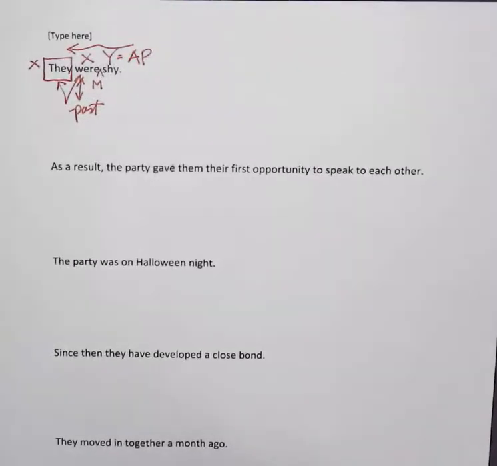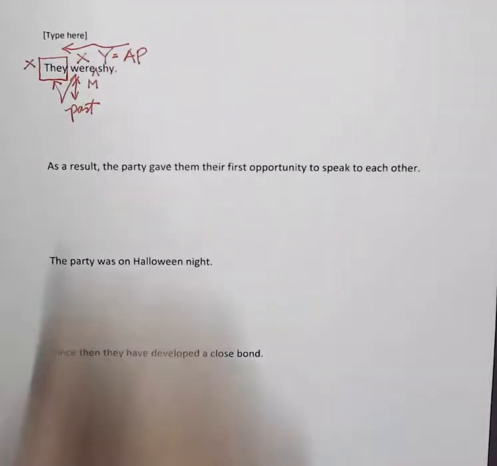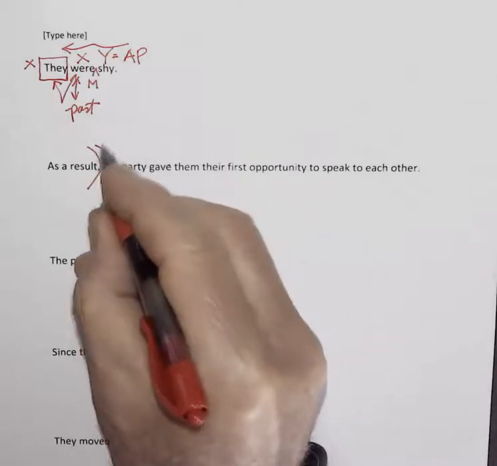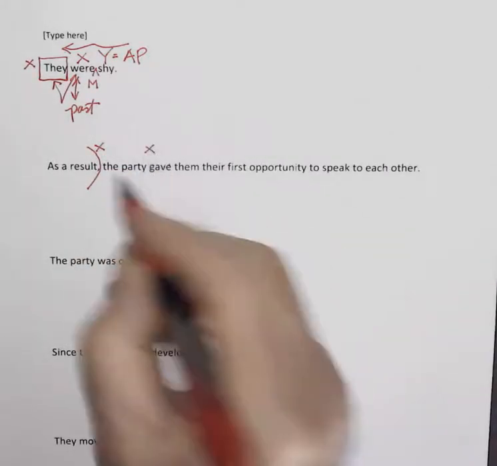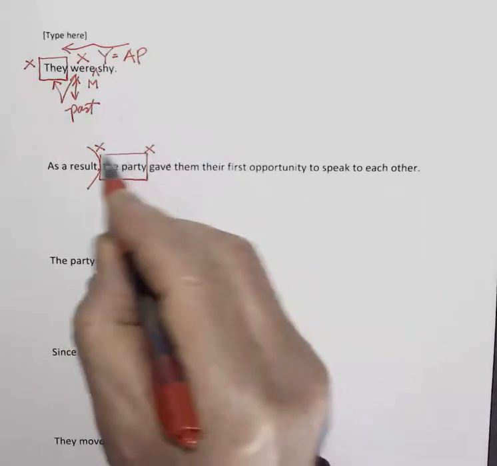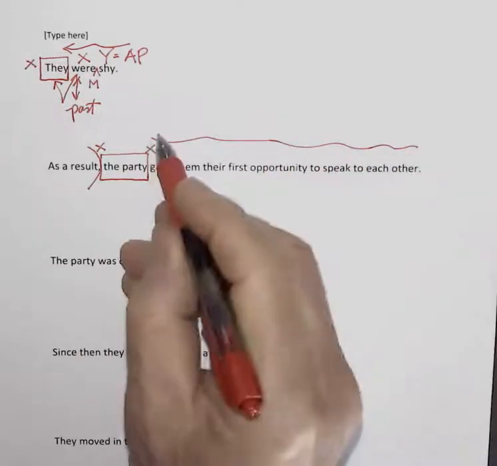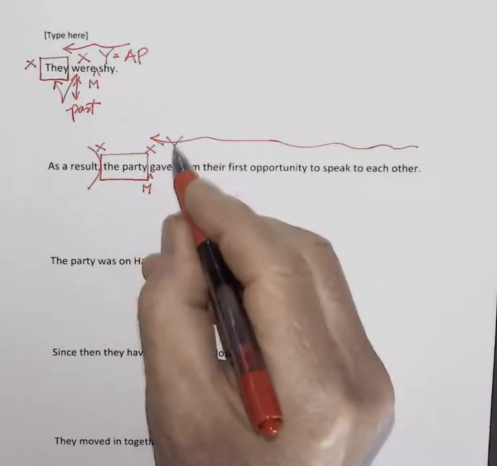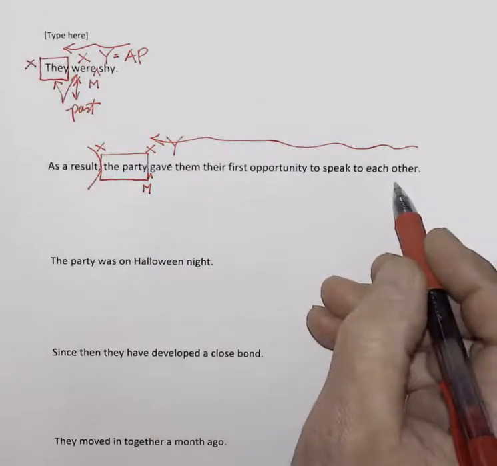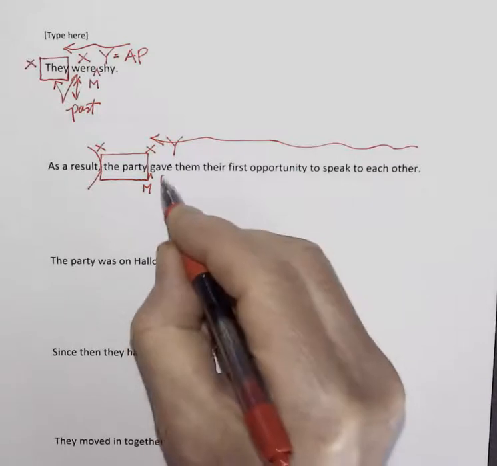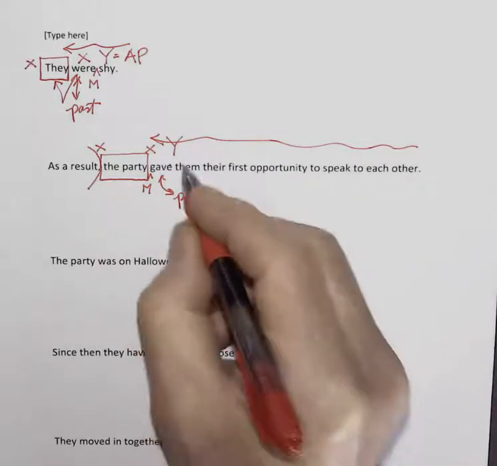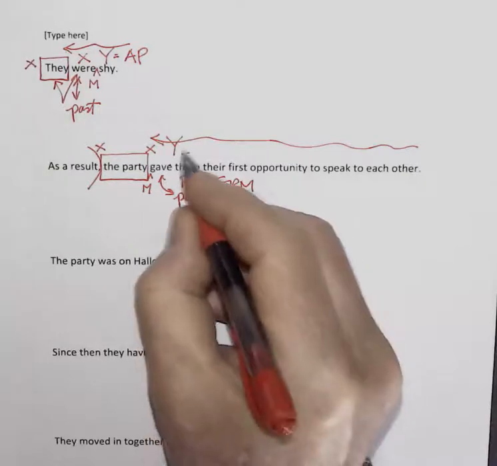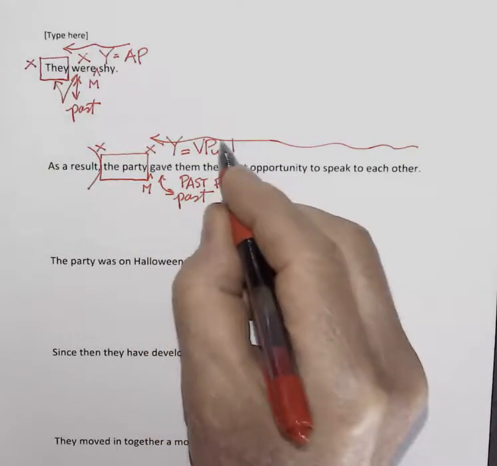As a result, the party gave them their first opportunity to speak to each other. As a result. The party gave them. Okay, so the X word is did. Did the party give them? The party did not give them. The party is the subject. Everything left is the predicate. The M place is here, right after the X, before gave. And gave them their first opportunity to speak together is Y. Gave ties with the past. It's the past form. This verb ties with time, so it's a verb phrase with time.